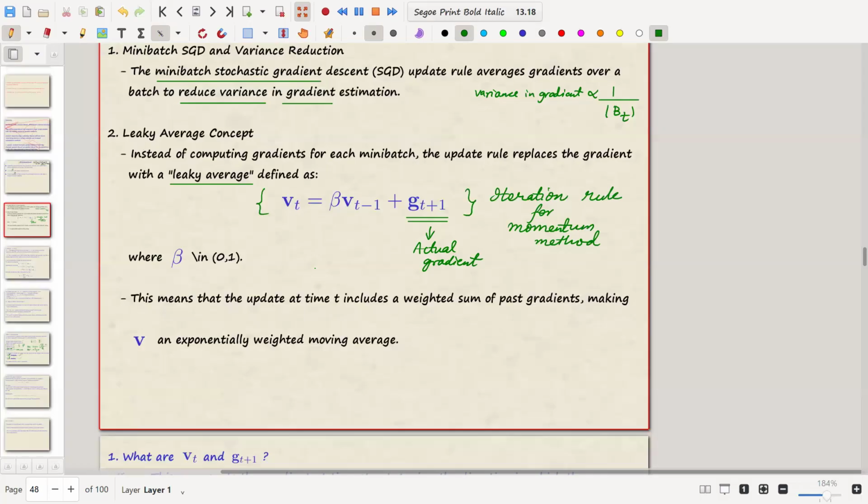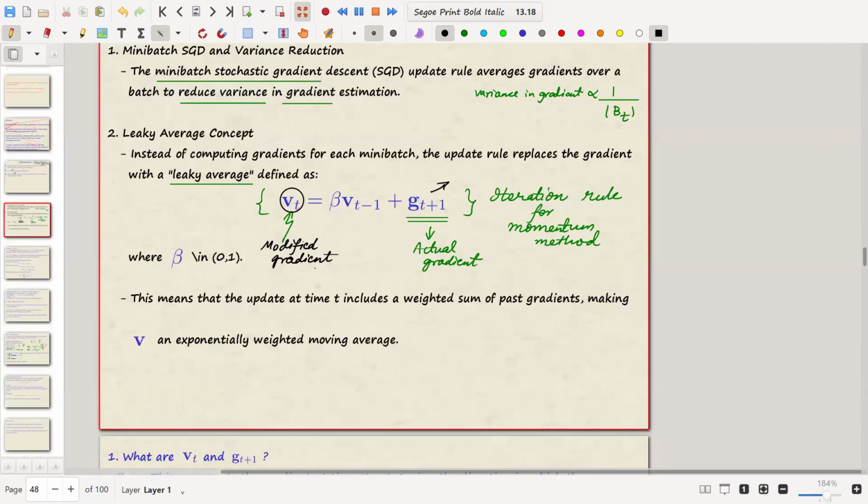Instead of taking Gt plus 1, which is the actual gradient, we are taking a modified gradient. That modified gradient is Vt. So this Vt is the modified gradient, or momentum gradient. Okay, fine. How this modified gradient depends: it uses the value of the actual gradient Gt plus 1. Vt uses the value of Gt plus 1.